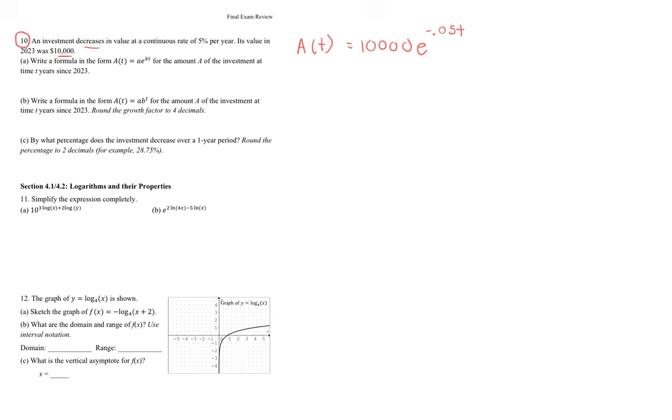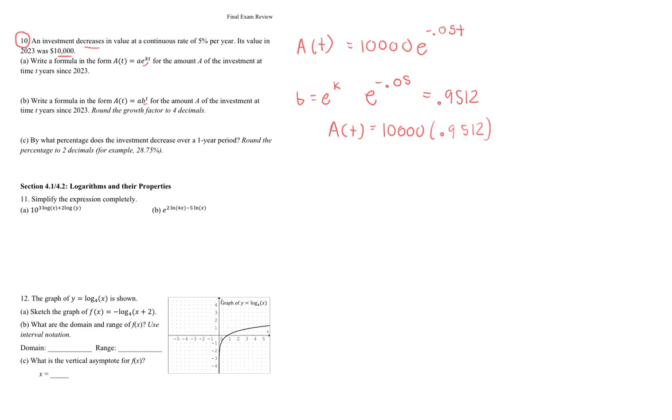Part B, write the formula in the form A(t) = Ab^t for the amount A of the investment in t years since 2023. So here we know that b is equal to e^k because of the difference in these two formulas. We have b^t and e^(kt). So e^(-0.05) is equal to 0.9512. So A(t), in this case, for part B, is going to be equal to 10,000 times 0.9512^t.